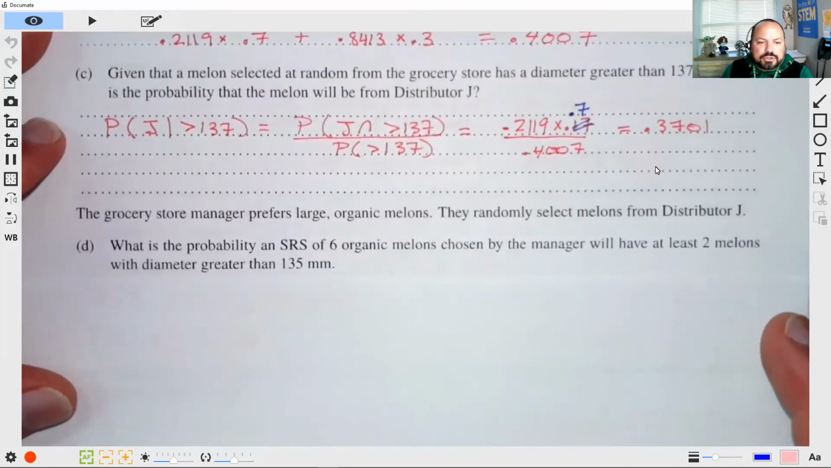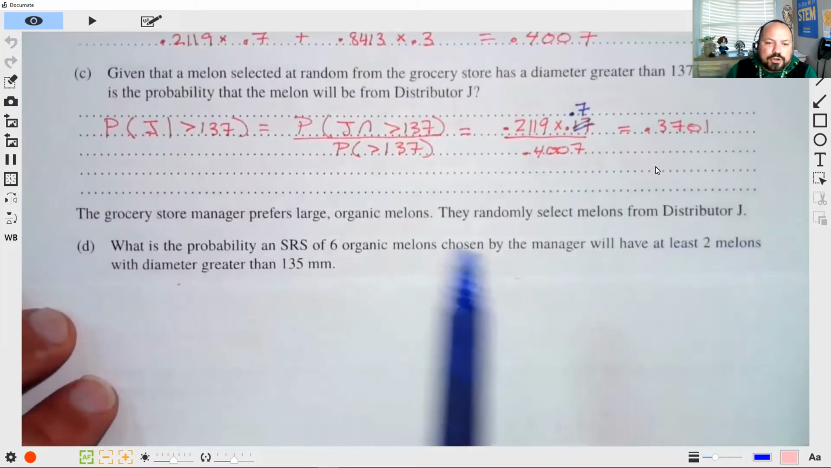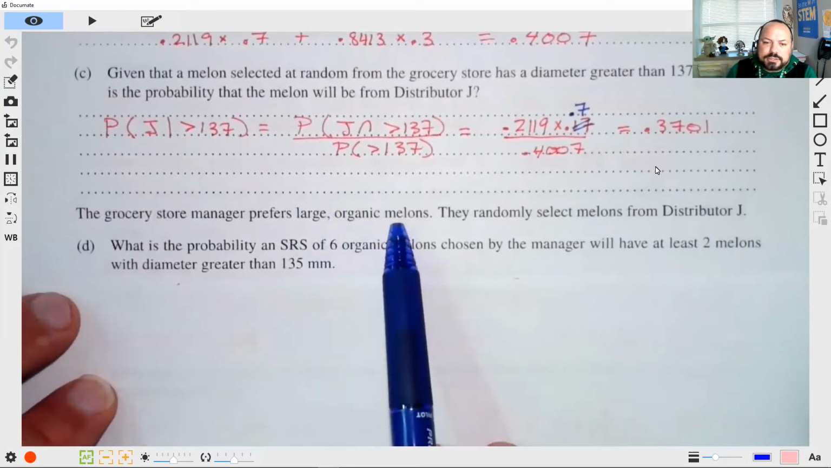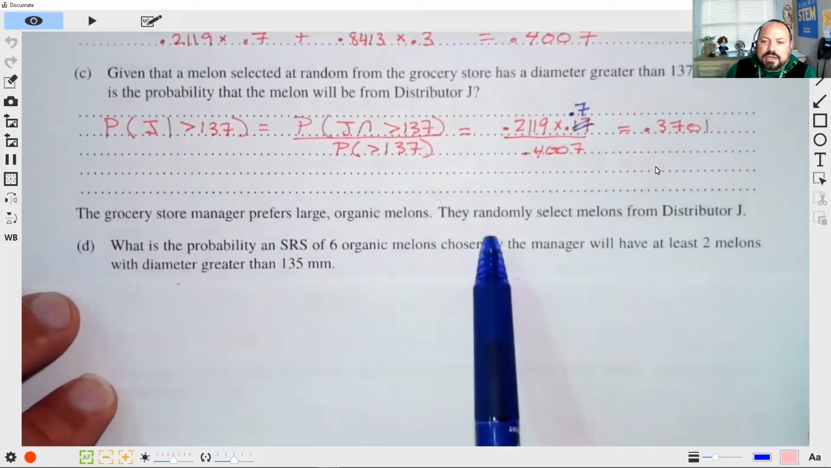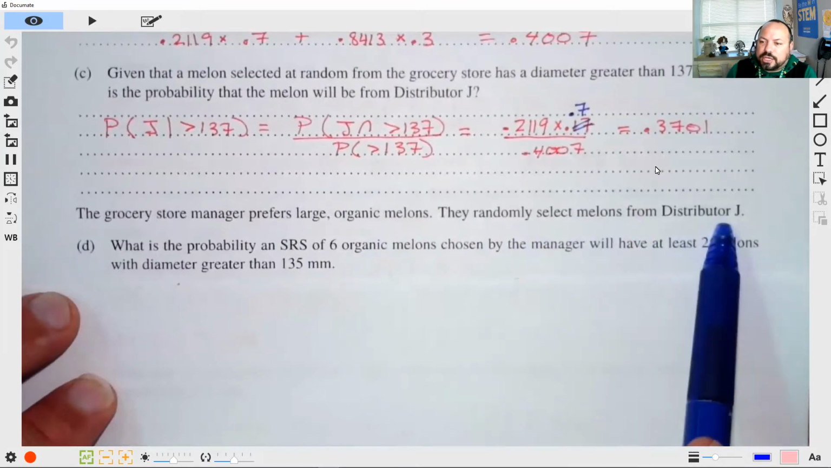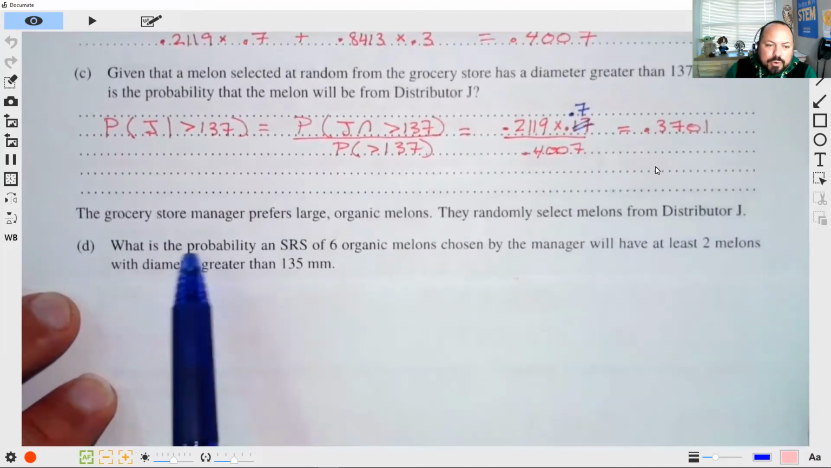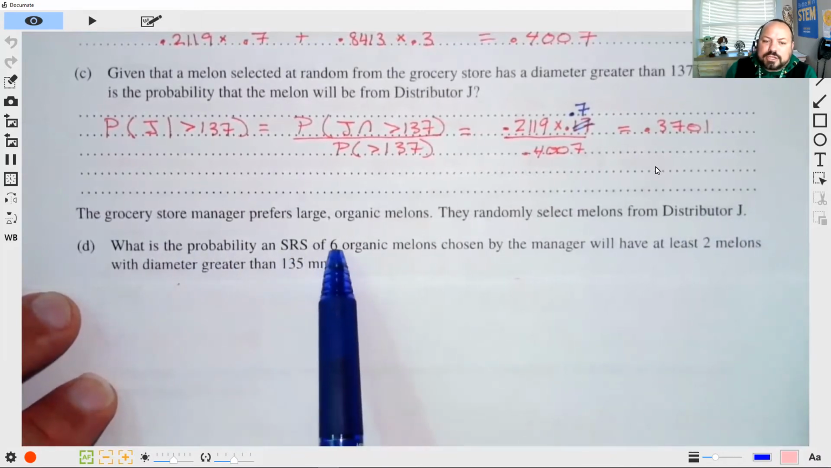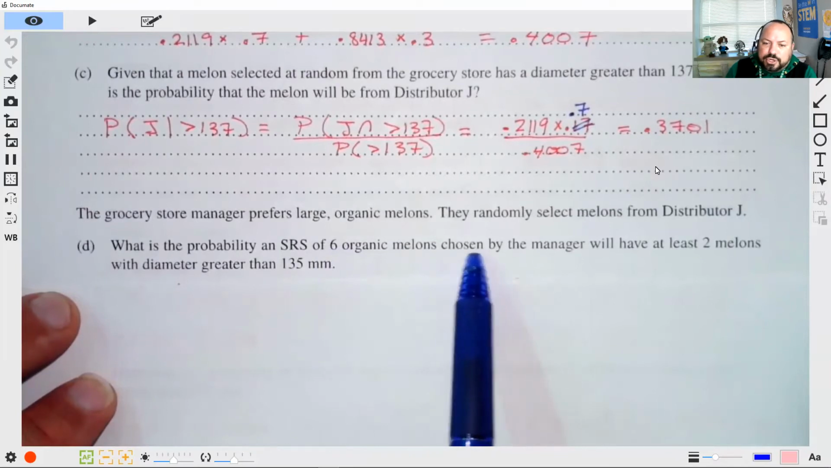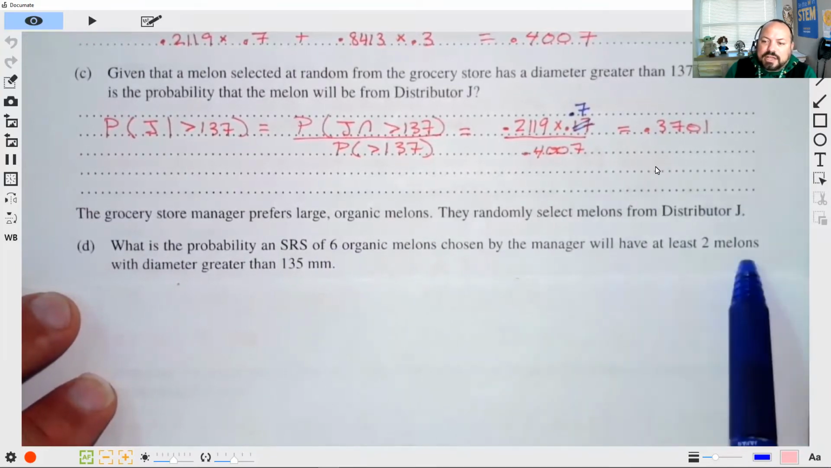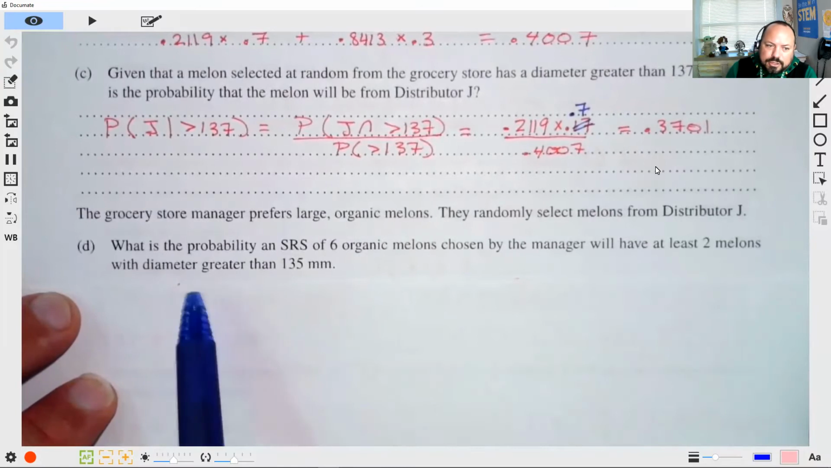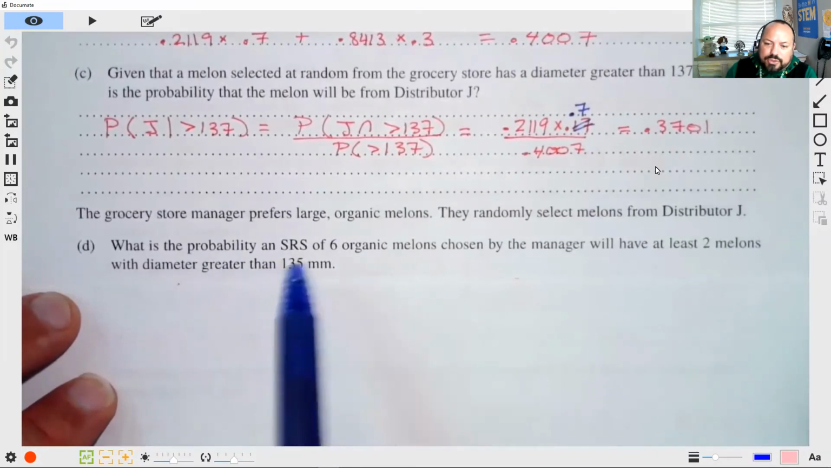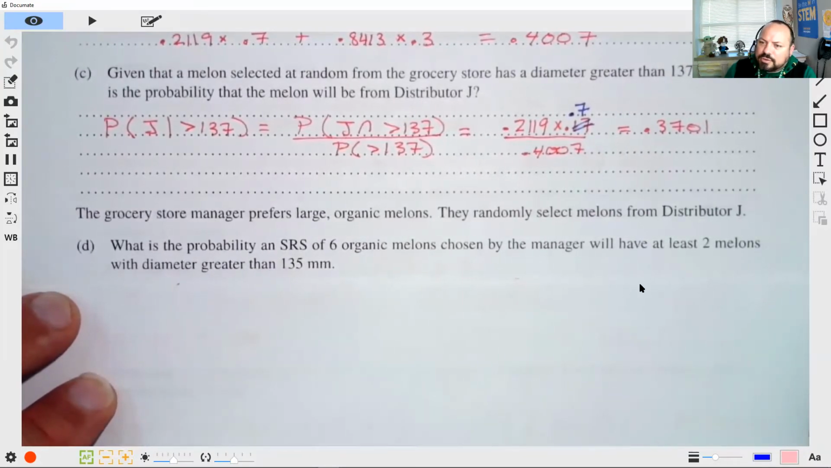a store manager, the grocery store manager, prefers large organic melons. And they randomly select melons from distributor J because distributor J has the organic melons. What is the probability an SRS of 6 organic melons chosen by the manager will have at least 2 melons with diameter greater than 135? Think about how you would set that up. Pause for a moment, go through the work, and then unpause the video when you're ready to check.